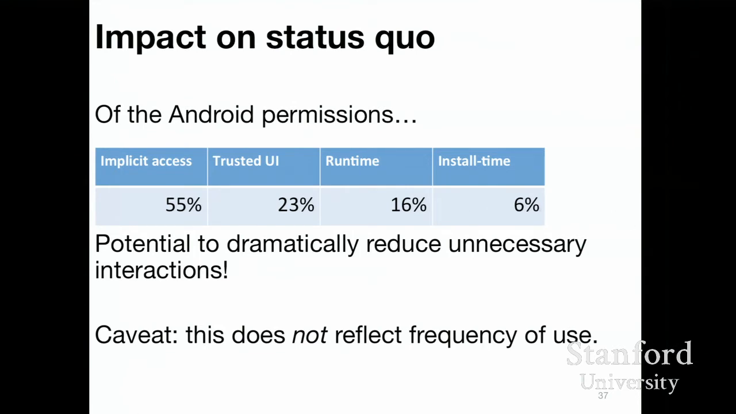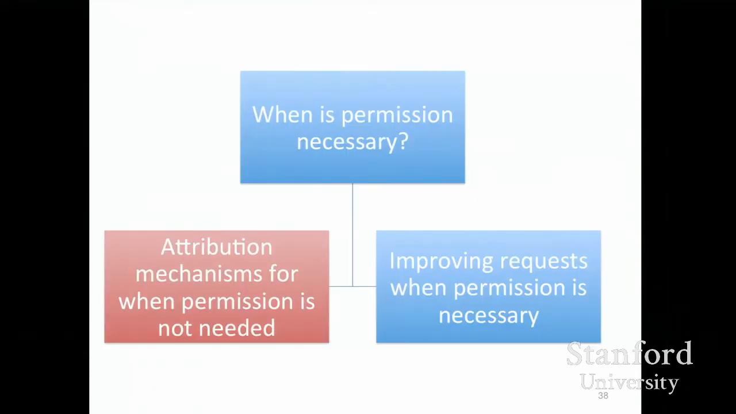Of course, this is just looking at the total number of permissions, and this doesn't reflect how frequently each of these permissions is exercised. That's actually a project that we're working on this summer. We're hooking those APIs and logging them in the field to look at how frequently different permissions are requested on devices. So we can reduce a lot of these. And so the next part of the talk is looking at what these attribution mechanisms are that we might want to explore.